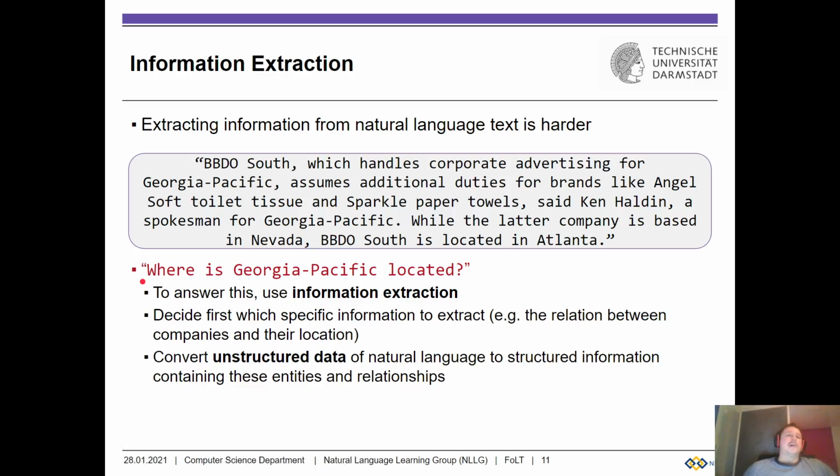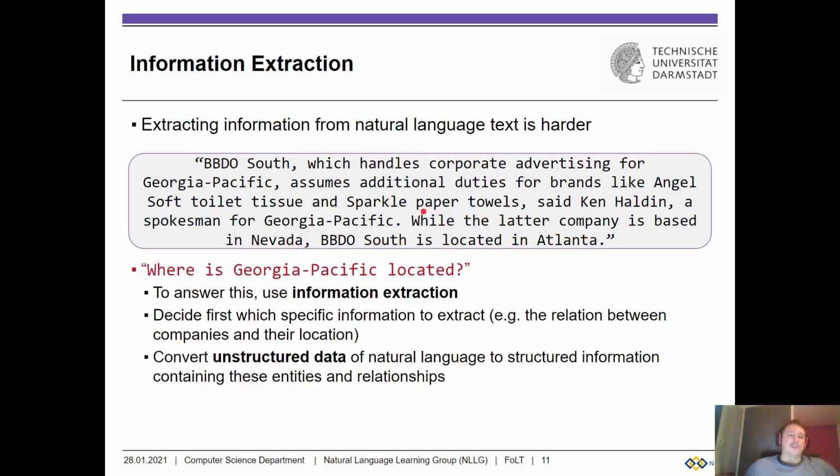So let's make an example of how we would extract structured information from our unstructured text and what could be difficult in such a case. So let's take this example here. BBDO South, which handles corporate advertising for Georgia Pacific, assumes additional duties for brands like Angel Soft toilet tissue and Sparkle paper towels, said Ken Heldon, a spokesman for Georgia Pacific. While the latter company is based in Nevada, BBDO South is located in Atlanta.